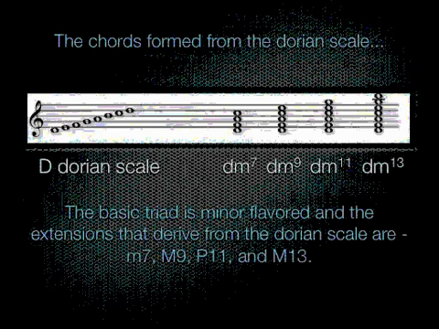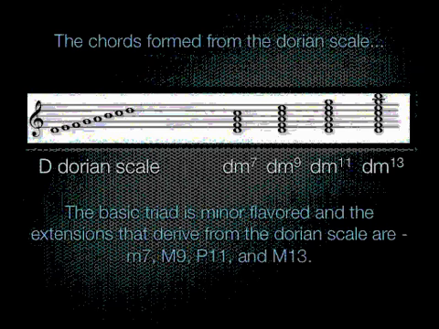So here we have a Dorian scale starting on D, and then we have the chord extensions that can be made from that: D minor 7, D minor 9, D minor 11, D minor 13. In other words, the basic triad is minor flavored, and then we derive these possible extensions. Now you'll notice that this chord symbol is much simpler than what it was in the classical music method.